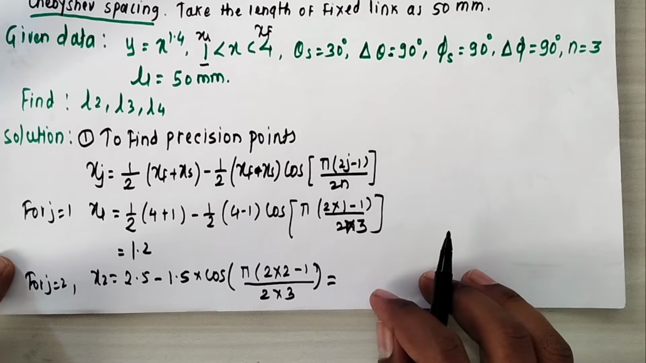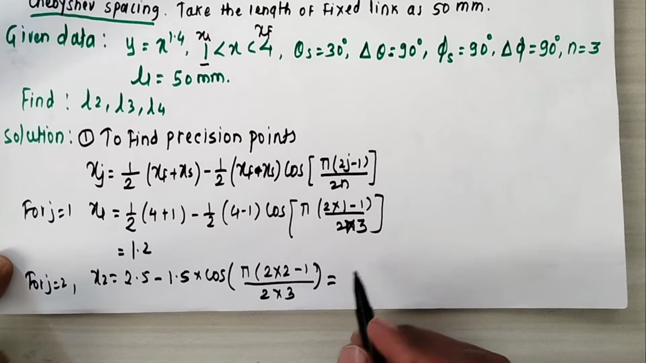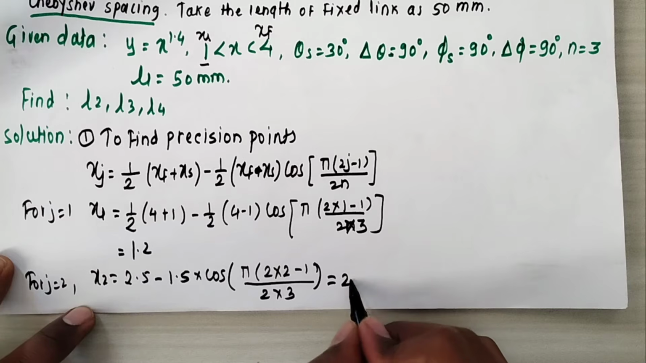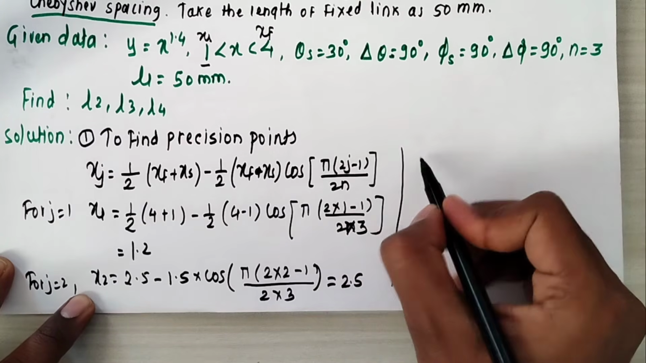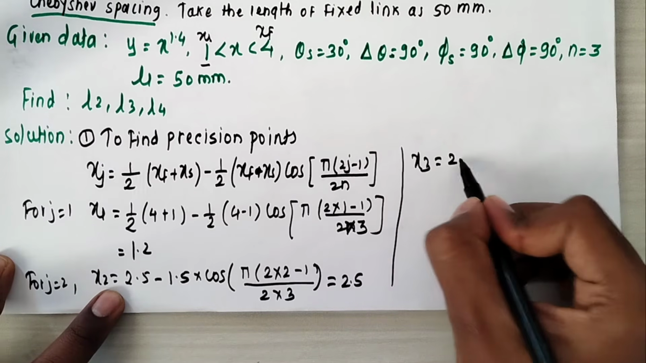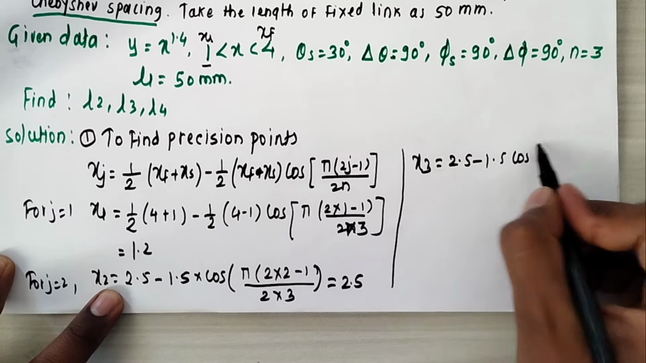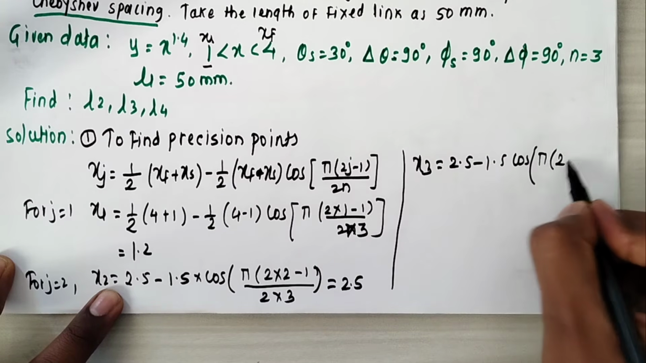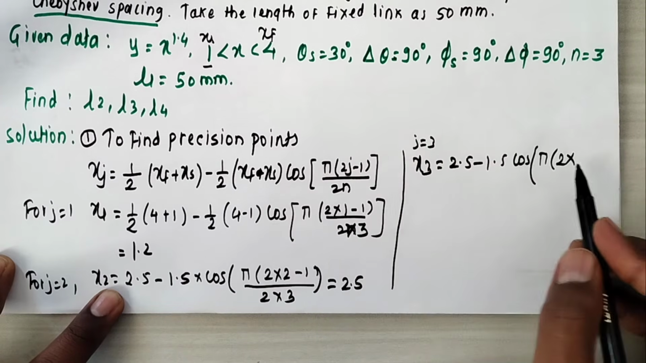How much x2 is, we'll check by calculator, and that value is 2.5. So x2 is 2.5. Similarly, I am finding x3 also. By a similar approach, this remains the same, 2.5 minus 1.5 into cos of pi into 2 into j. Now how much is j here? For j is equal to 3, as n is equal to 3, up to 3 we need to find out.